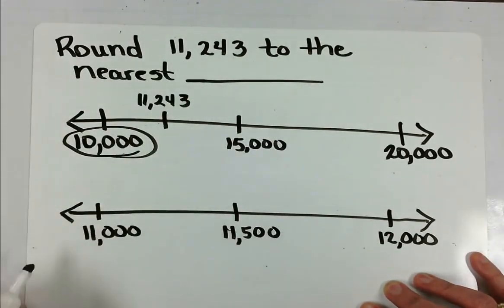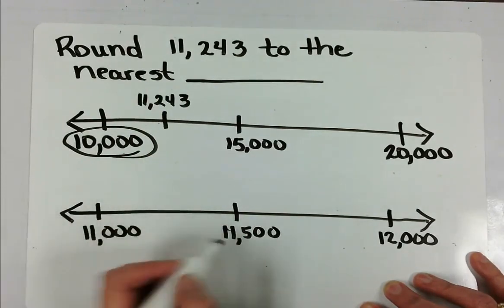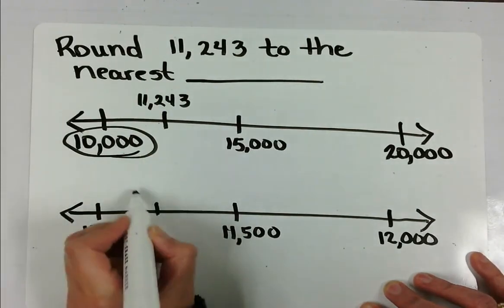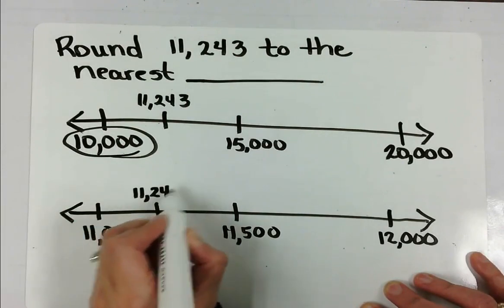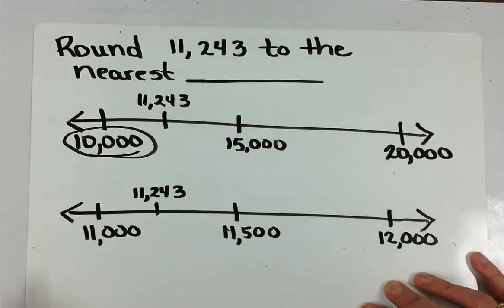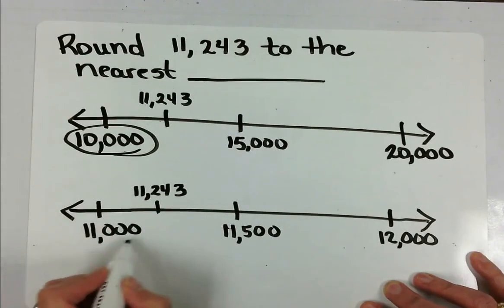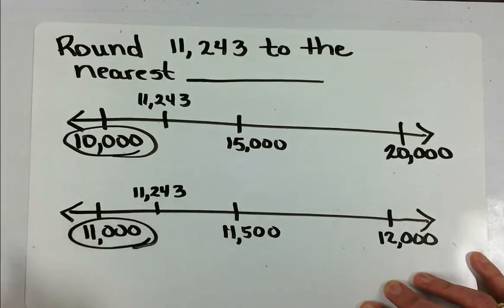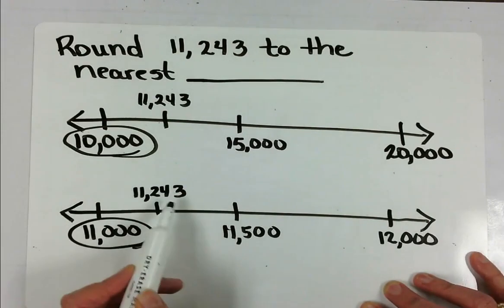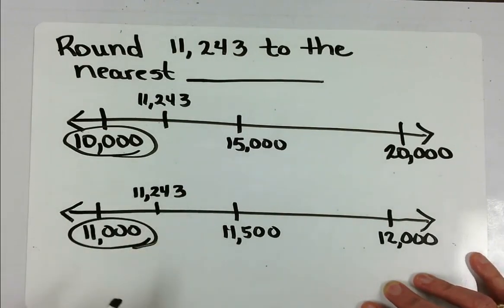11,243 go on this number line. Well, it's less than 500, so it's 11,200, so I would put it over here, 243, and I would see that the closest multiple, the number it's closest to, is 11,000, so 11,243 rounded to the nearest 1,000 is 11,000.